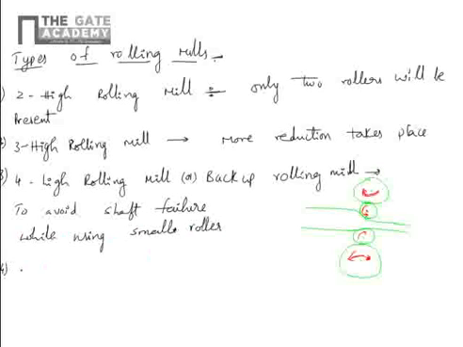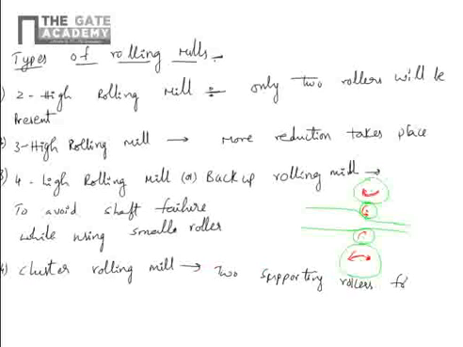Next, the fourth one is the cluster rolling mill. Same concept, but instead of one supporting roller, we use two supporting rollers for each roller. Cluster rolling mill: two supporting rollers for each roller.